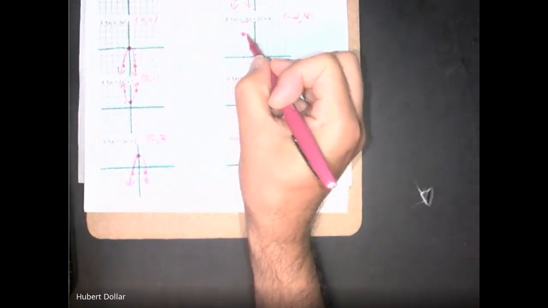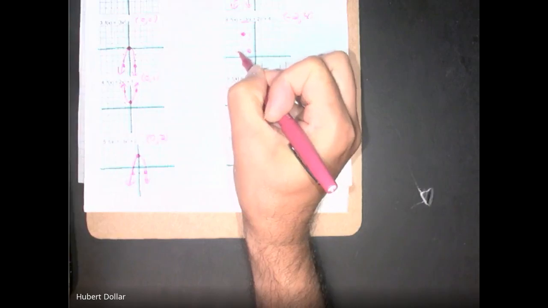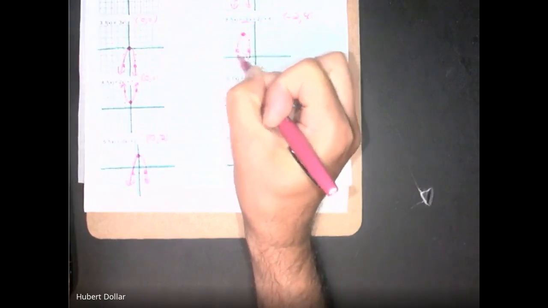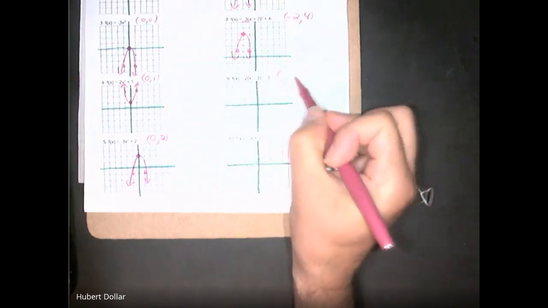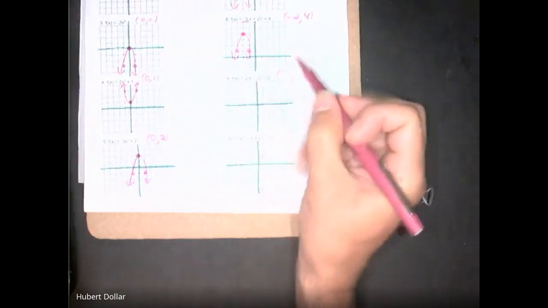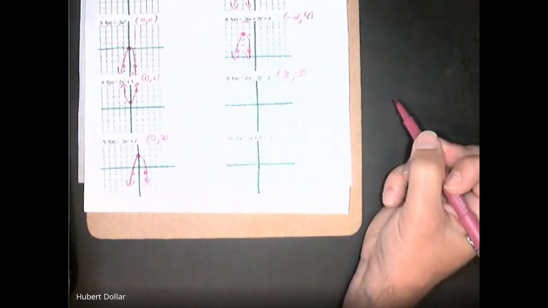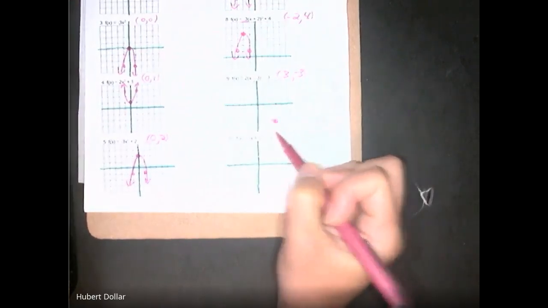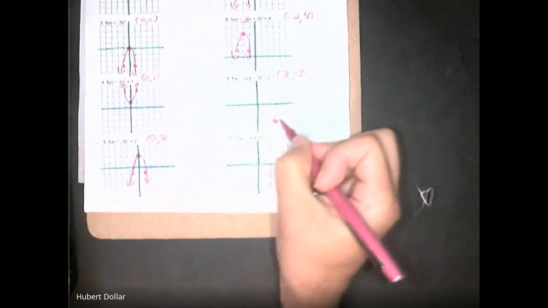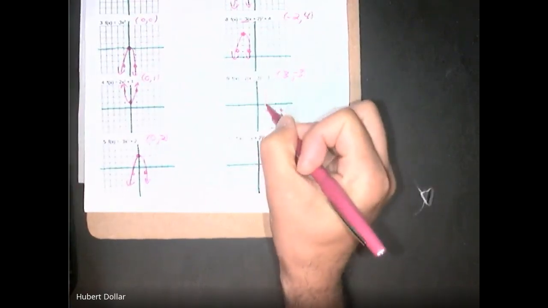Negative 3 means we go over 1 and down 3. Or we can go down 3 and over 1. And there is your parabola. Number 9. The opposite of a negative 3 is a positive 3. The negative 3 stays negative 3. So we're going to have a positive 3, negative 3. That's the vertex. And then the 2 is up 2, over 1, and left 1.